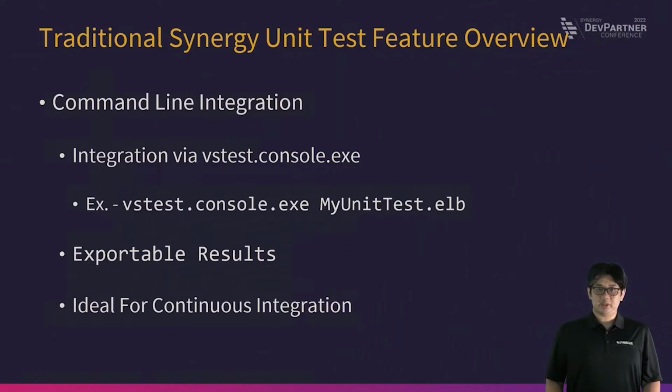And we also have a command line integration via VS Test Console. As an example, you can just call vstestconsole.exe against myunittest.dll, where myunittest.dll is the DLL that is created from the traditional unit test project. The benefit of running it via the command line is that the results are exportable. It is also ideal for continuous integration because running unit tests from the command line is a lot easier than running them in a full Visual Studio UI, especially if we're talking about continuous integration in a pipeline.